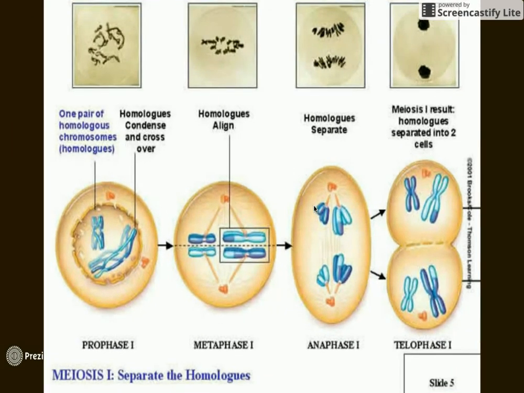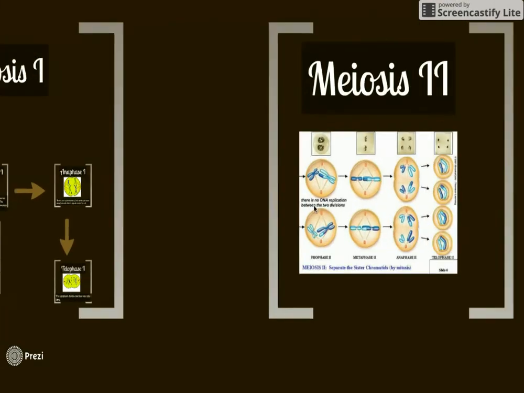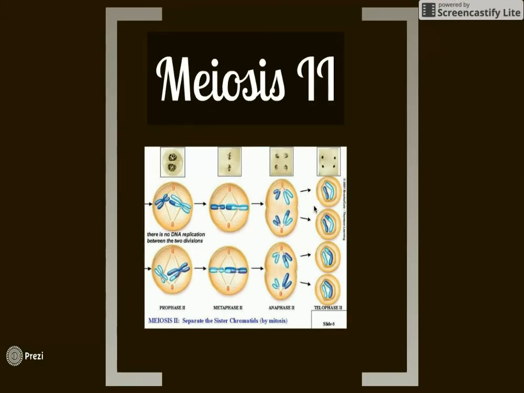Before we move on, here's another picture showing how meiosis 1 works. Since meiosis 2 is very similar to mitosis, I will explain each phase using this picture. As you can see, there are two cells going through another division at the same time.